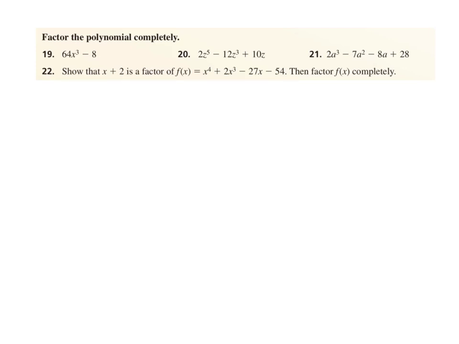Here's some homework help on Chapter 4 review homework. And so we're looking at factoring the polynomial completely. So for number 20, we have 2z to the 5th minus 12z cubed plus 10z.